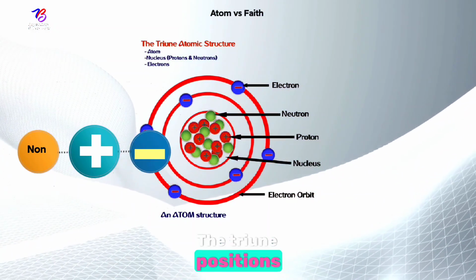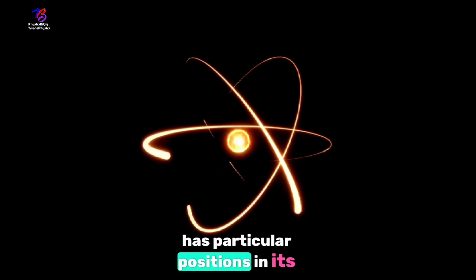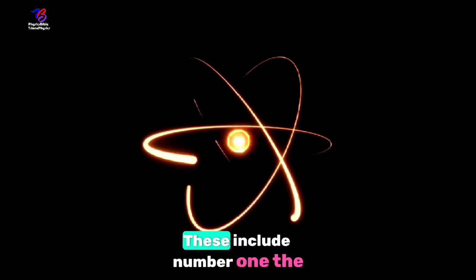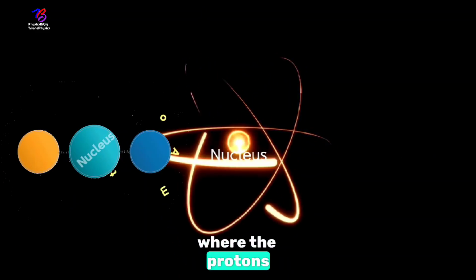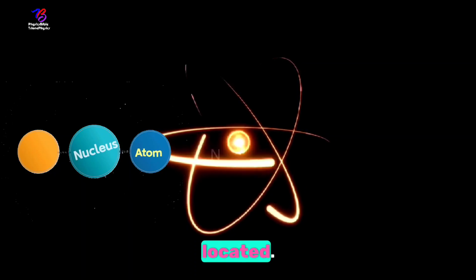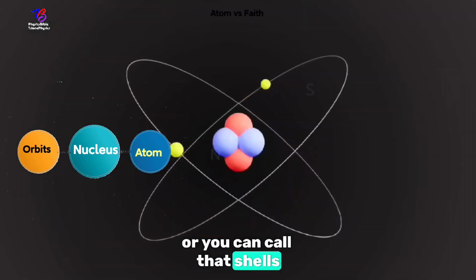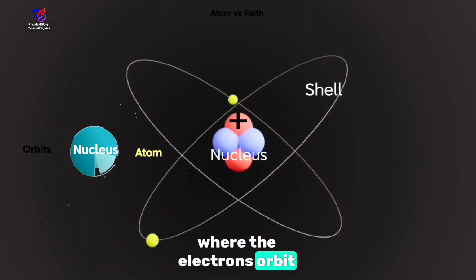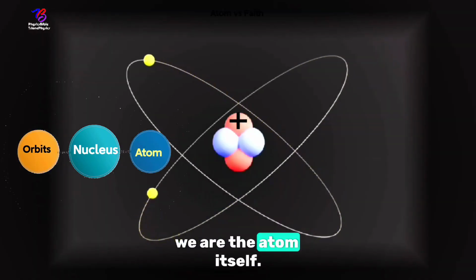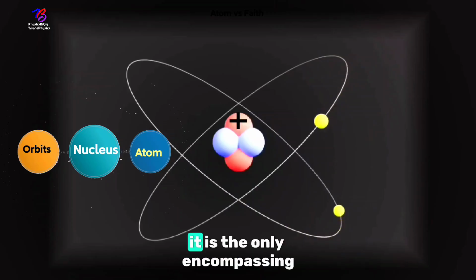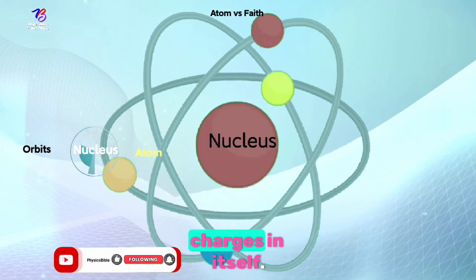The triune positions or placement in an atom has particular positions in its own unique self. These include number one, the nucleus, which is the center of the atom where the protons and the neutrons are located. Number two, we have the specific energy levels, or you can call them shells, where the electrons orbit around the nucleus. The number three triune component, we have the atom itself. It is the total shape. It is the all-encompassing embodiment of charges in itself.